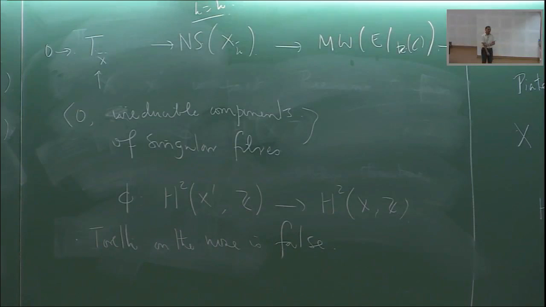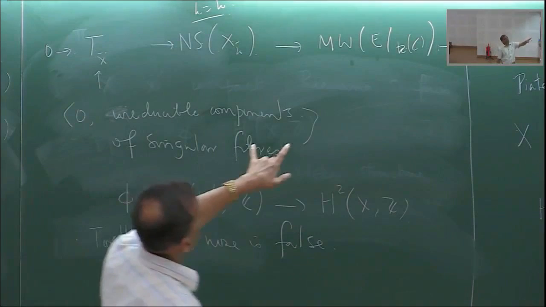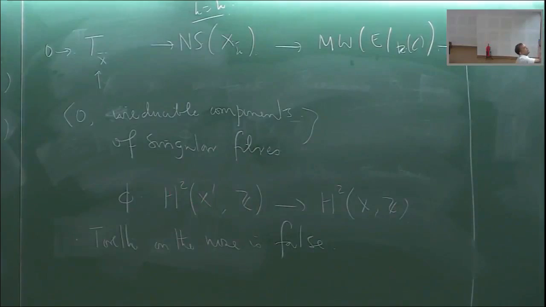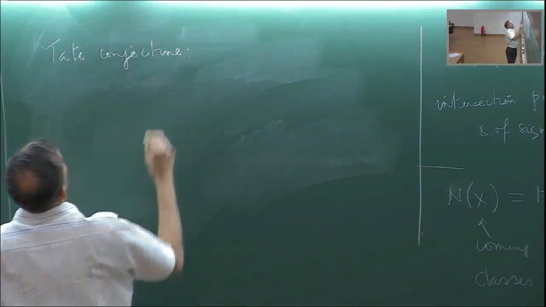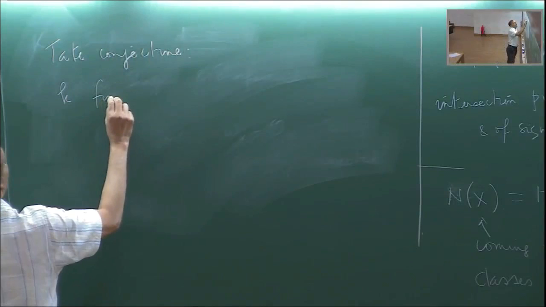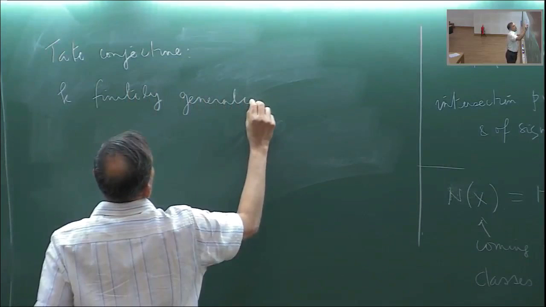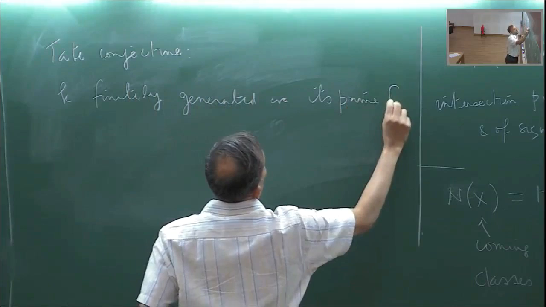Okay, so what one does is that, now I'll try to say what the second motivation is. The second motivation is we recall the Tate conjecture. What the Tate conjecture says is, suppose K is finitely generated over its prime field. The Tate isogeny conjecture, proved by Faltings, so I should say Faltings' theorem.